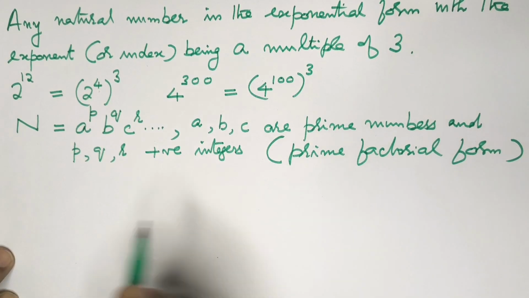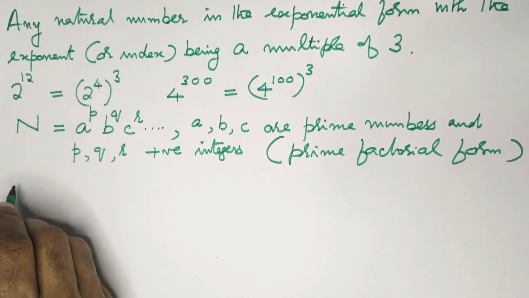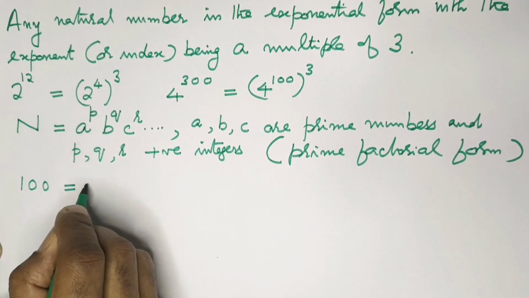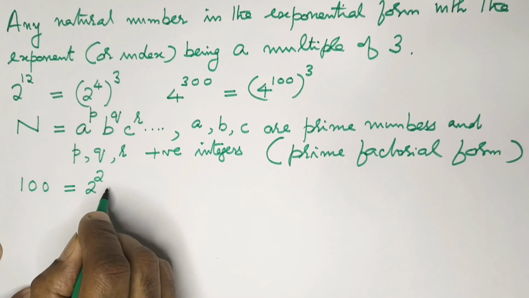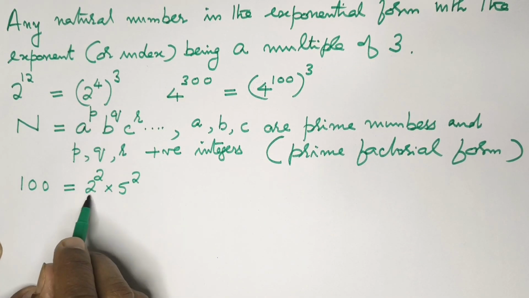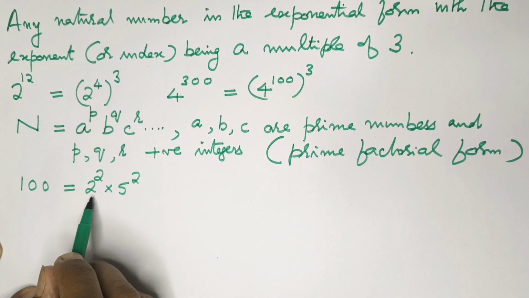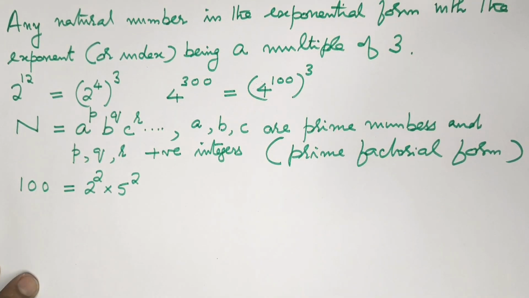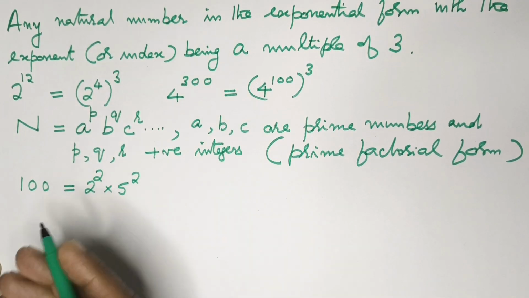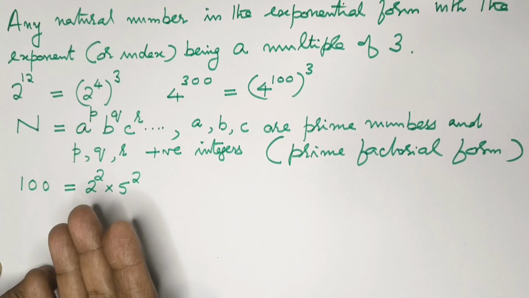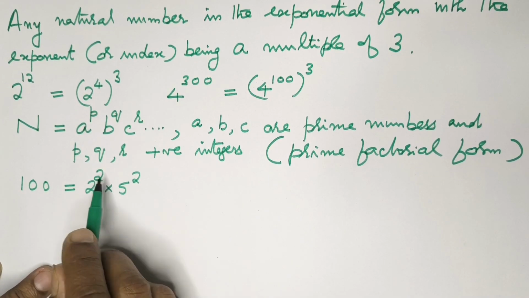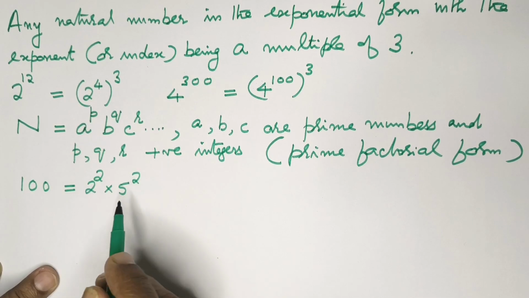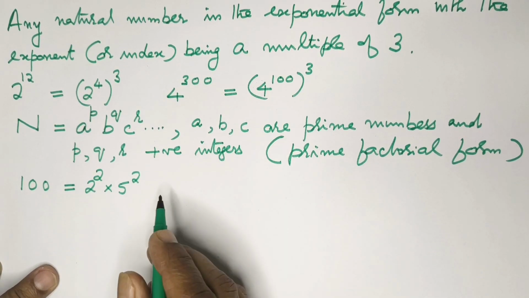See, for example, I'll give you a few examples before proceeding further. Take 100. This can be written in the form 2 squared, 5 squared. Look at the base figures 2 and 5. They are prime numbers. And the powers can be just a positive integer. Now, is this a perfect cube? No. Perfect cube means all these integers will be either 3 or multiples of 3. So this is clearly not a perfect cube.